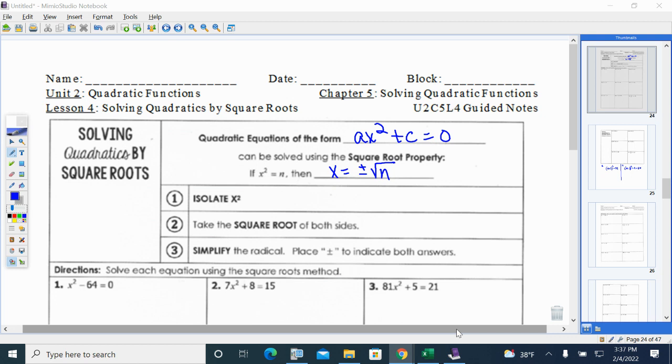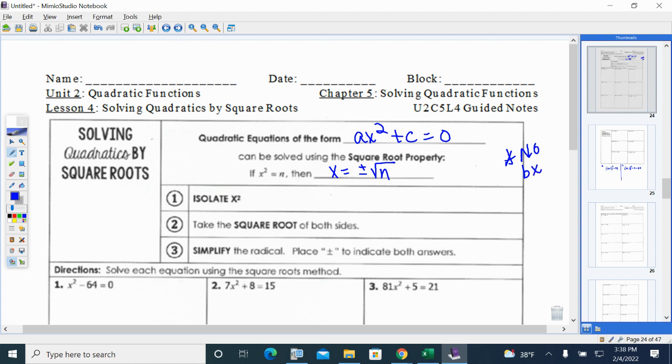This video is on Unit 2, Chapter 5, Solving Quadratic Functions, Lesson 4, Solving Quadratics by Square Roots. In the notes here, under Solving Quadratics by Square Roots, a quadratic equation of the form ax squared plus c is equal to 0 can be solved by using the square root property. Notice here that there is no bx term. There's no middle term.